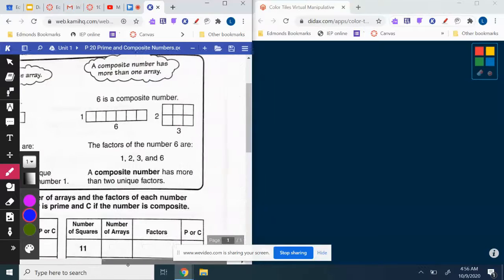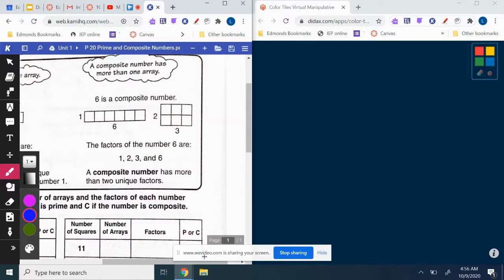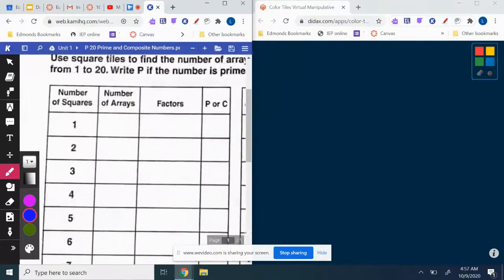Now, if we look at number 6, we see that we can build two different rectangles. We can build a 1 by 6 rectangle and a 2 by 3 rectangle. Now, it wouldn't matter if it was a rectangle like this, because these two are the same rectangles. So the factors of 6 are 1, 2, 3, and 6. A composite number has more than two unique factors.